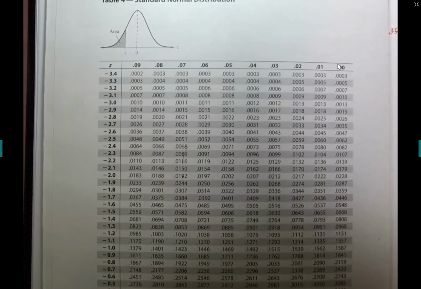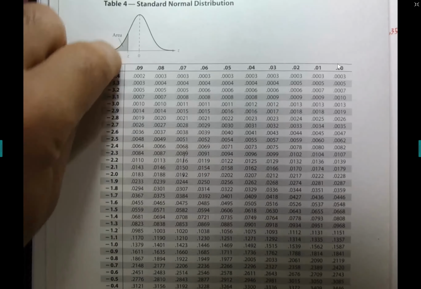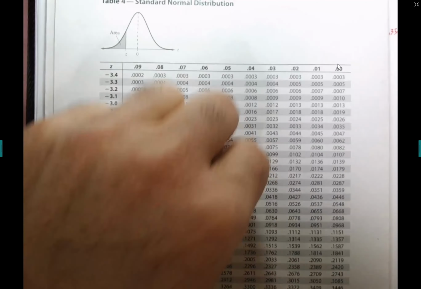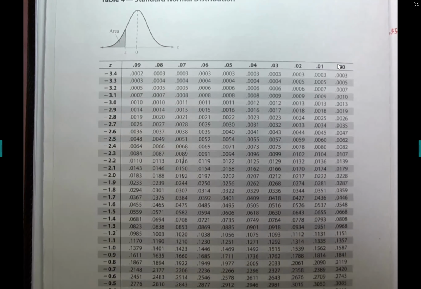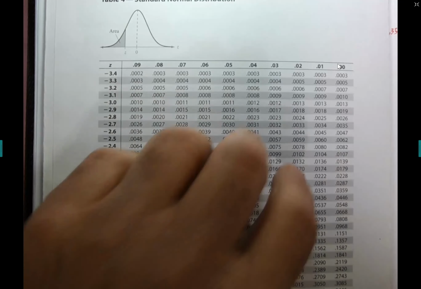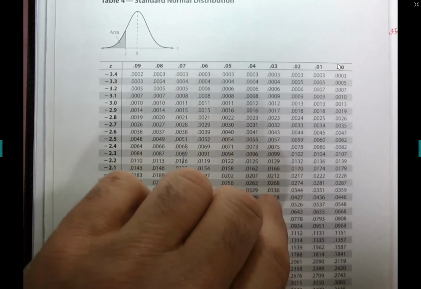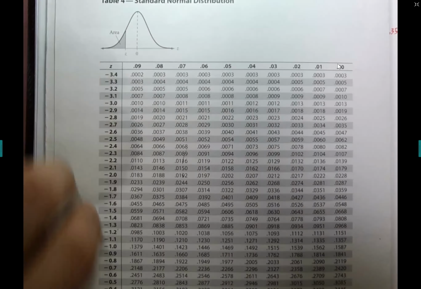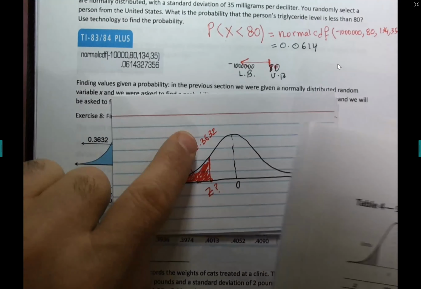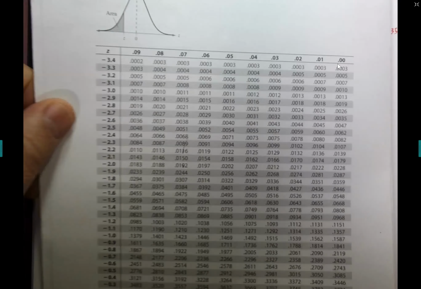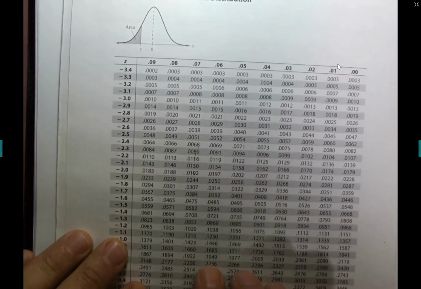Now, guys, the way I showed you how to use the table, if you have the Z score, you look it up in the first column and the first row, and you find the area inside. We're going to do the total opposite. We're going to go in reverse order. We're going to look for the area inside, and then from the inside, we're going to go outside and find the Z score. So remember, the area is 0.3632, guys. Let's see if we can find it somewhere.